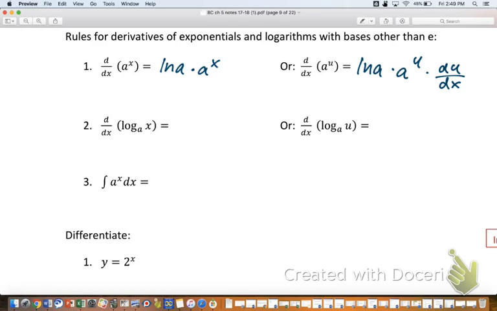Anybody remember number 2? Anybody know number 2? 1 over... Remember, x times ln of a. Yep. 1 over, and then the whole denominator is x times ln of a.